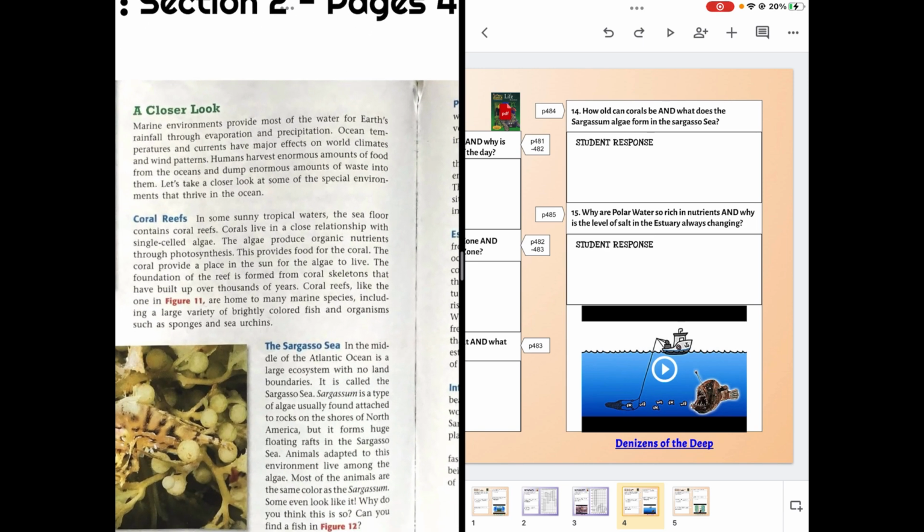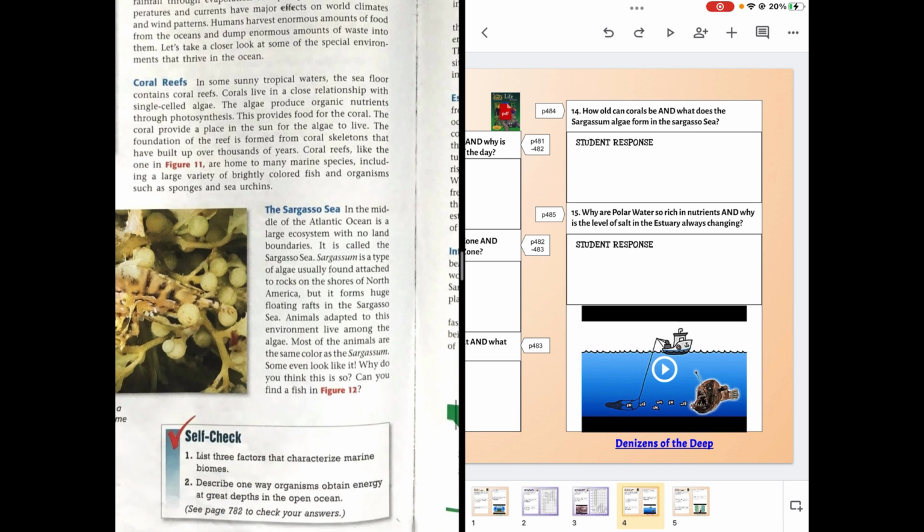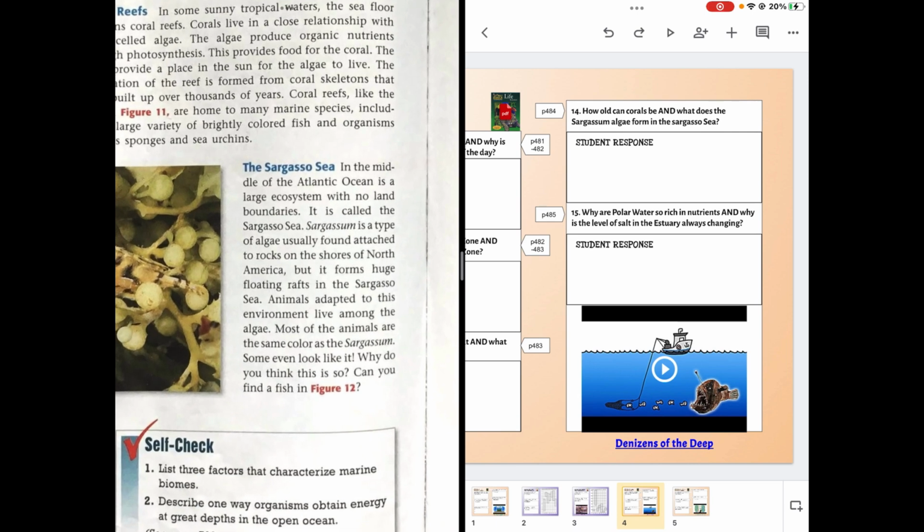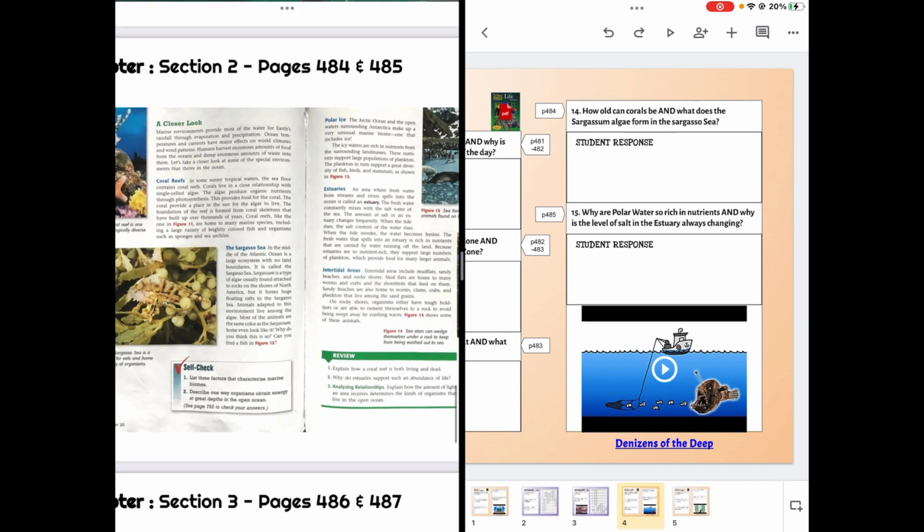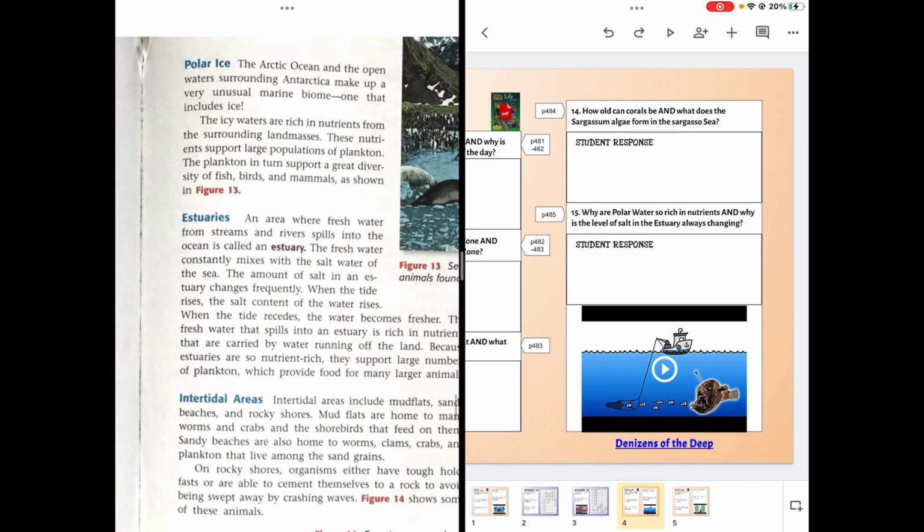And then what does a sargassum algae form in the Sargasso Sea? So we have this ocean region in the North Atlantic named after an algae. And this algae does something strange and builds or makes something. Polar waters just means near the North and South Pole. Why are they so rich in nutrients? And so you can read about that.